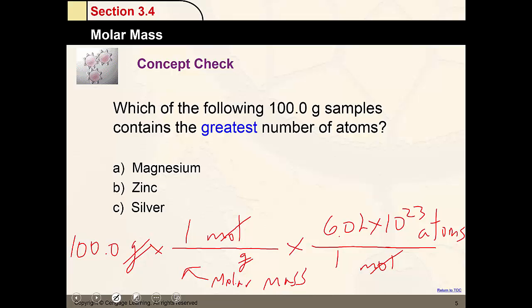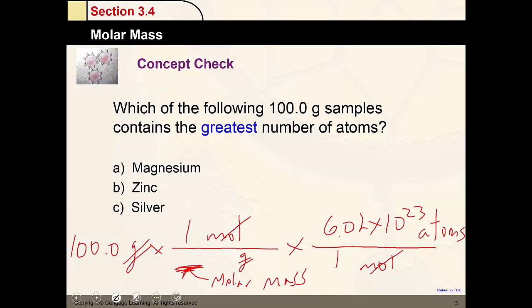So now we have to look at the difference between magnesium, zinc, and silver. So the molar mass that goes down here, the one that will produce the greatest number of atoms, that will produce the largest value here, will be the one that has the lowest molar mass.